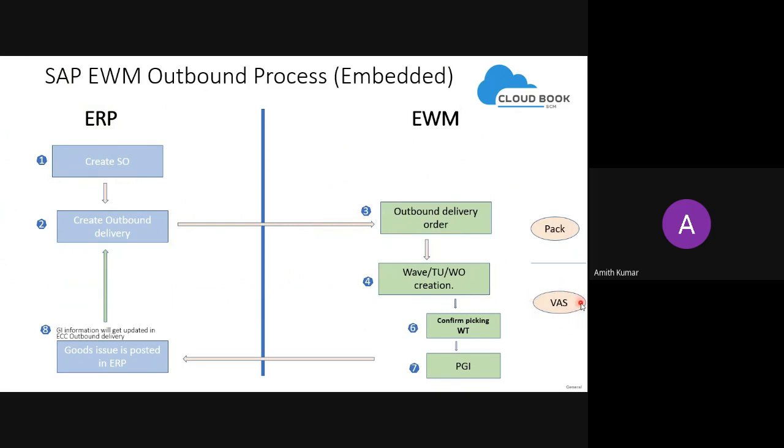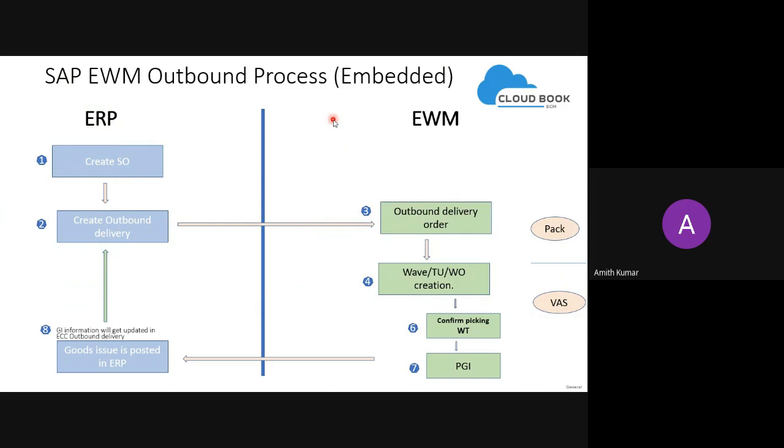Everything can be automated. The user will automatically be directed to this VAS or service station, where they will perform certain activity, and then they will move the goods to the final goods issue area. This process is called process oriented storage control. We will also see this in case of outbound processes.